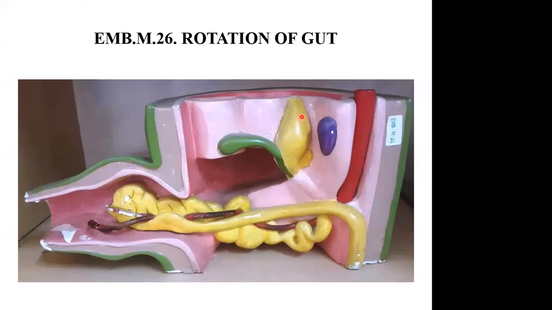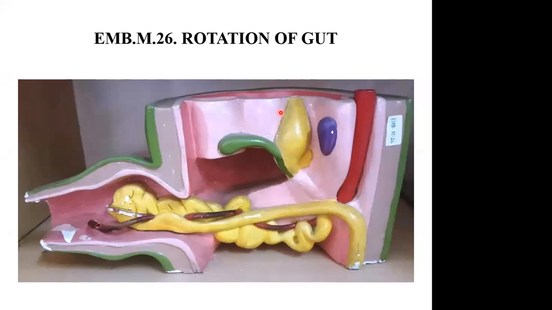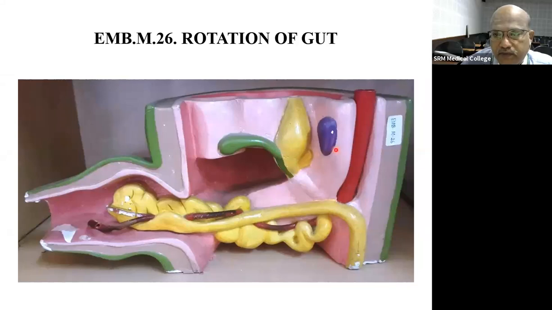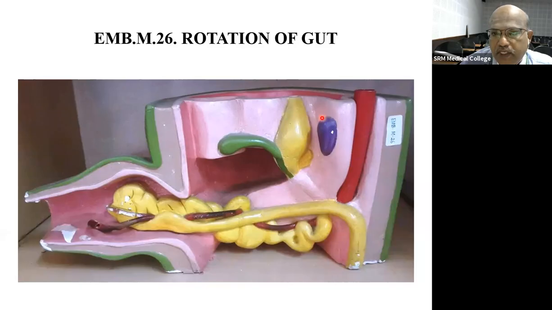Stomach, developing stomach. So this is your gallbladder. Okay, so this will be spleen. Yes, very good. So this is stomach. So this is the dorsal mesogastrium. In the dorsal mesogastrium, you will be seeing your developing spleen.